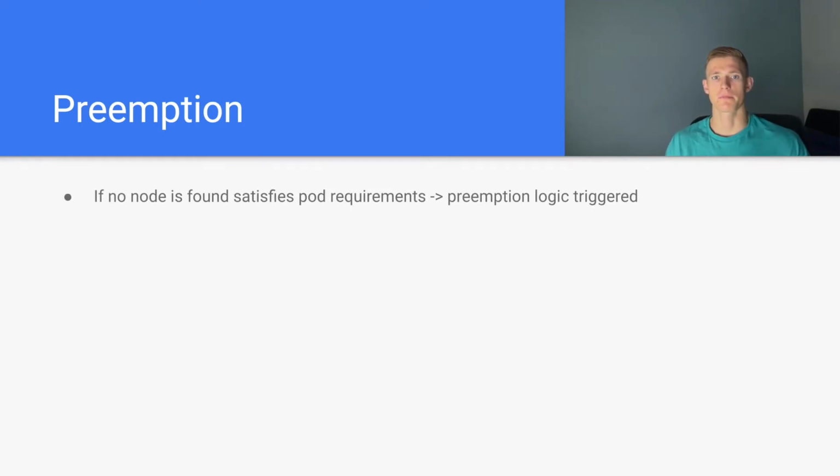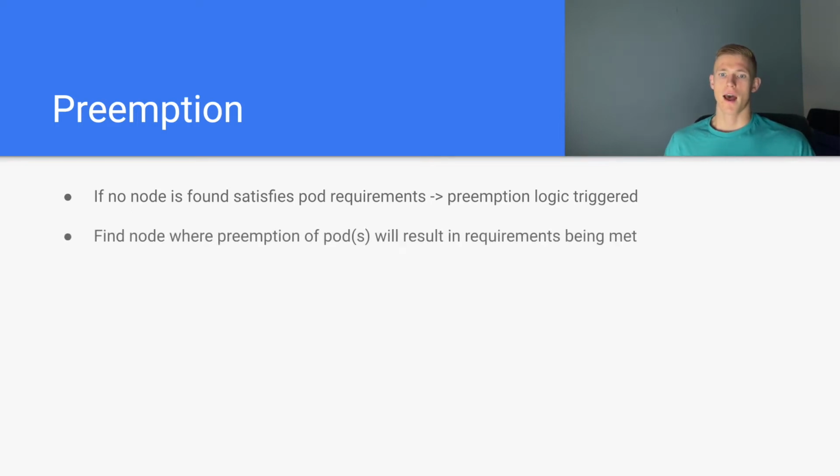Now, preemption. So if no node is found that satisfies pod requirements, then we will trigger preemption logic. And what that logic does is it looks for a node where the eviction of a pod or multiple pods will result in the ability for the scheduler to schedule the pod we are currently trying to schedule.